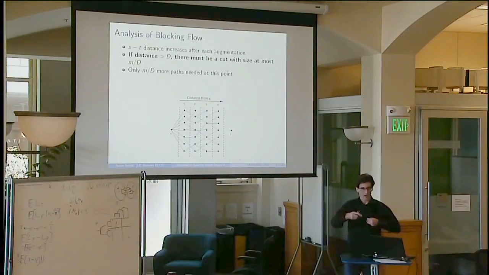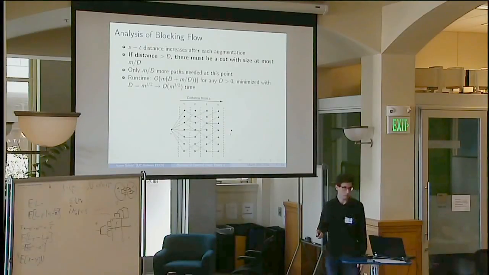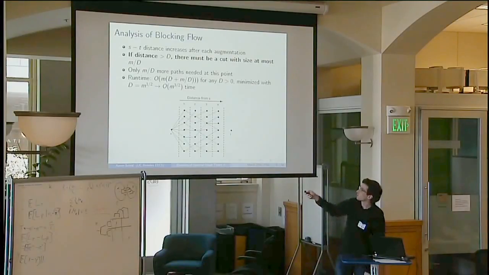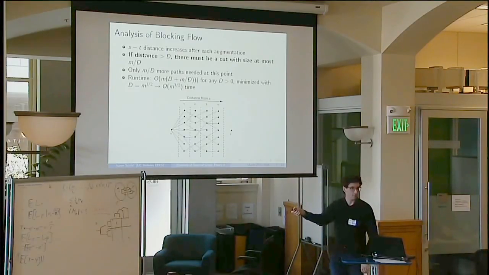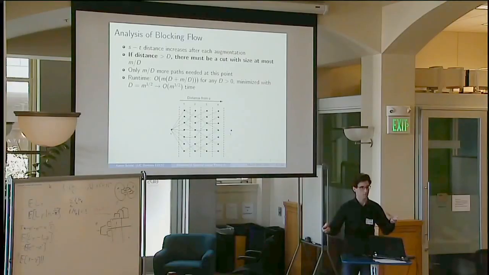So in particular, if blocking flow has taken d iterations up to this point, there can be at most m over d iterations left. Each iteration takes order m time, and the number of iterations is at most d plus m over d for any value d. So if we let d be m to the 1/2, we get a bound of m to the 1/2 on the number of iterations. So we get an m to the 3/2 algorithm using blocking flow.